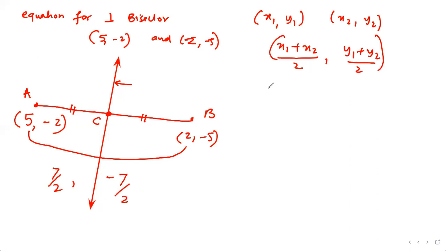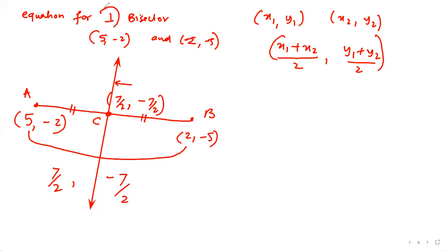So x1 plus x2, if you add these two, 5 plus 2, gives 7 over 2. So the coordinate of this point is basically (7 over 2, -7 over 2). Now this becomes one of the very important parts of finding the equation of this line. So you have the point through which this line passes. Now you have to find the slope.